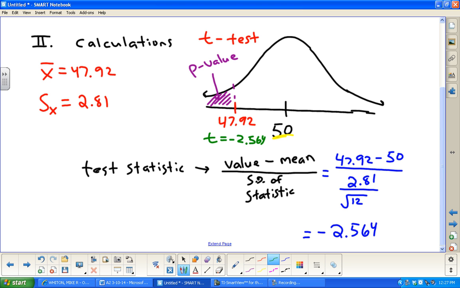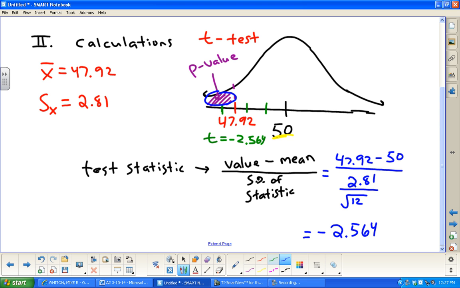So we were like one standard deviation, two standard deviations, another standard deviation, this would be three. We were about 2.5 standard deviations below what the claimed mean was. Okay, now we're ready to go into the calculator and find out the area under there, this p-value here.